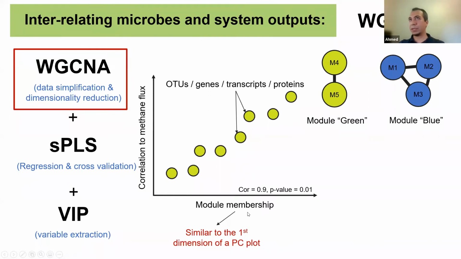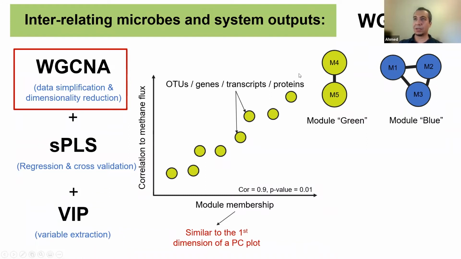And this is something similar to the first dimension in a principal coordinate analysis or principal component analysis. So things that are here have the highest membership within your module. And because we are also interested in things that are relevant to our ecosystem, on the y-axis here we can correlate the abundances of the taxa within this module to your methane flux, or the system output. So again, now you are only focusing on the top right section.